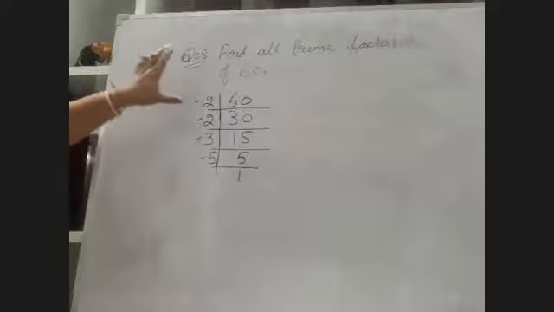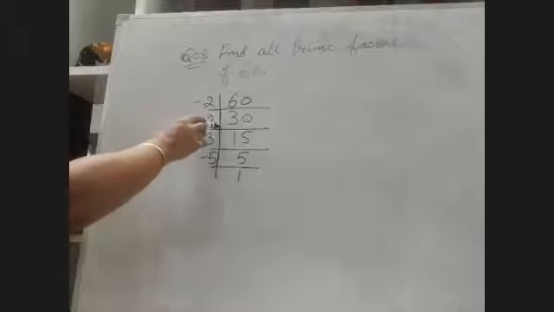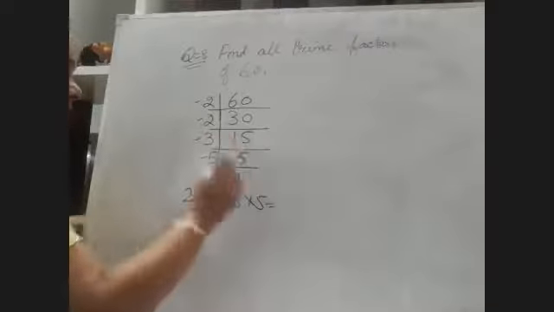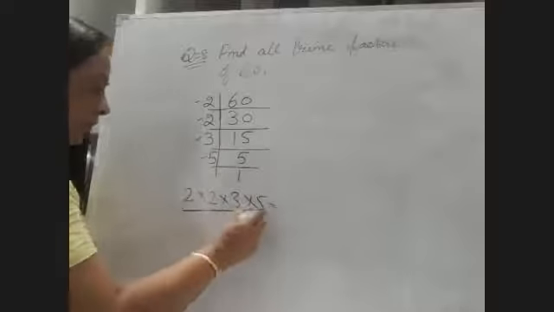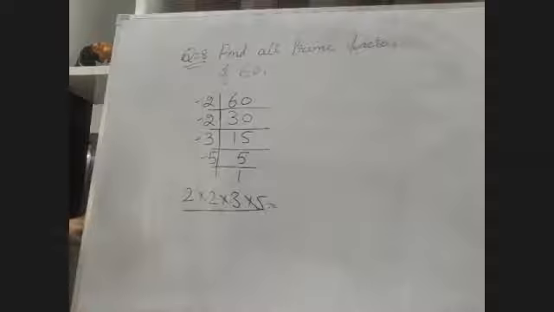Now, how can we find the prime factors of any number by division method? If your number is even, then we'll divide by 2, get the answer, and move on to the next step. If your number is odd, at first we will try by 3, then 5, then 7, and so on. So prime factors of 60 are 2 into 2 into 3 into 5. These are all prime factors of 60. This is the division method.